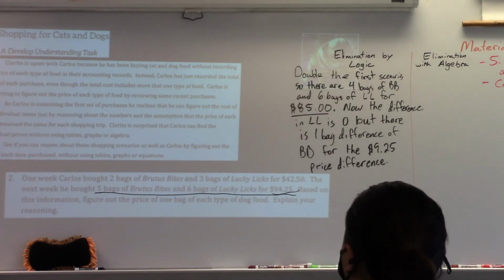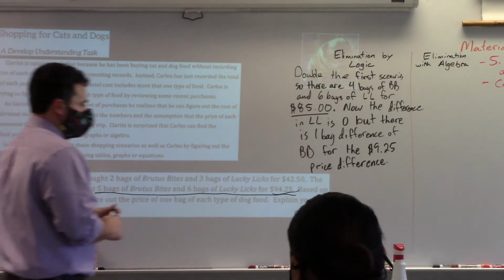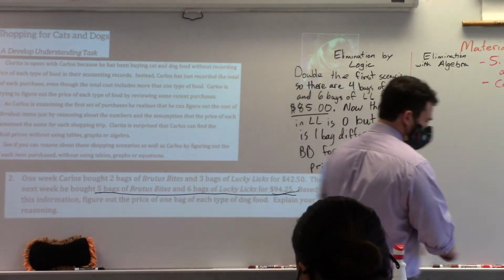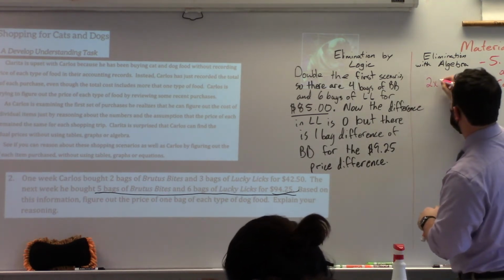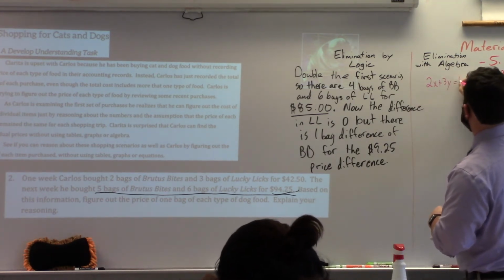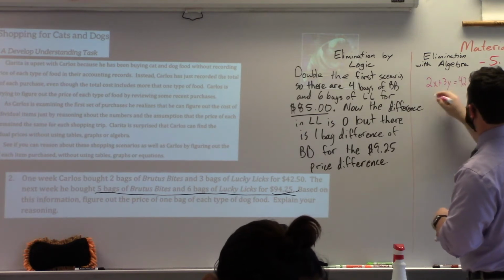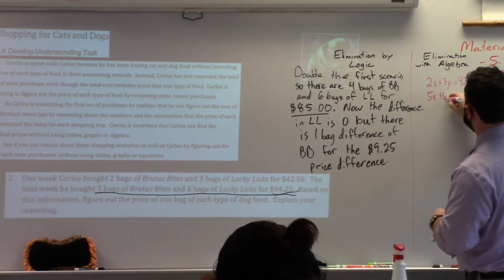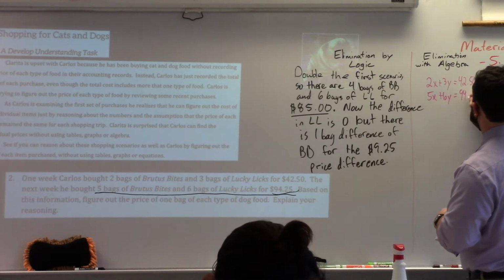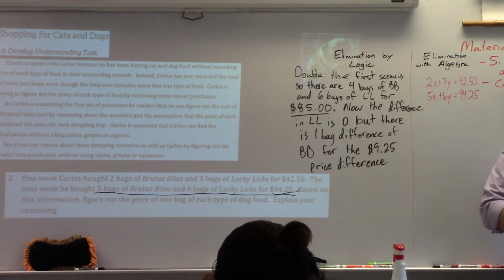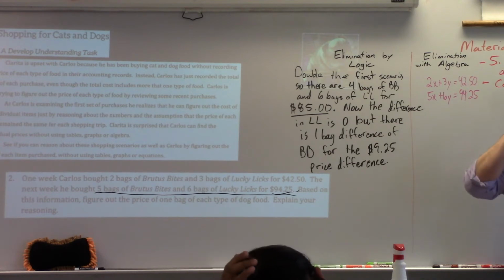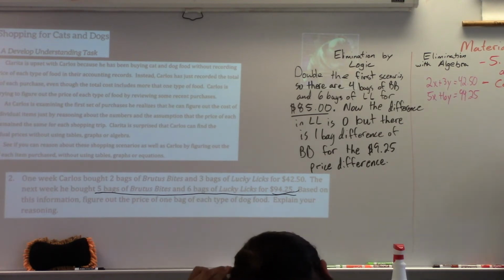And so I believe we already wrote a system, most of us, right? What system do we write here? 2x plus 3y equals 42.50, and 5x plus 6y equals 94.25. And then you gotta put that little line. The system line, curly brackets, right.